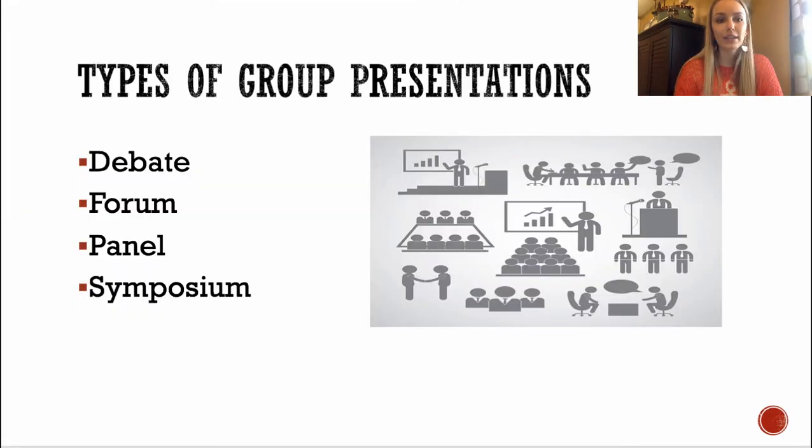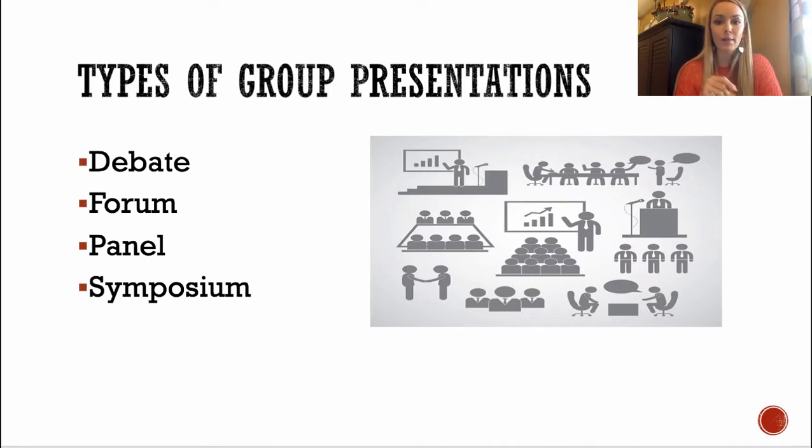Okay, so here guys, I'll briefly talk about the types of group presentations. So a debate is a structured argument in which participants speak for or against a pre-announced proposition. So you'll often see this obviously in speech and debate, where you are given that pre-announced proposition and asked to argue for or against the proposition.